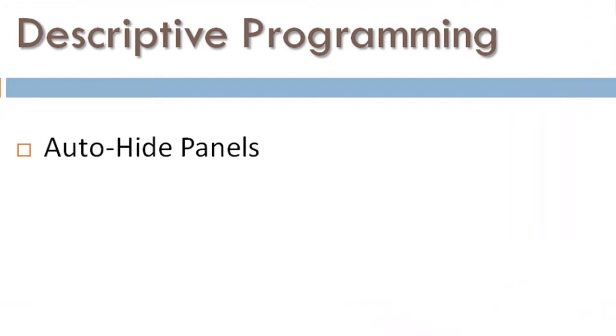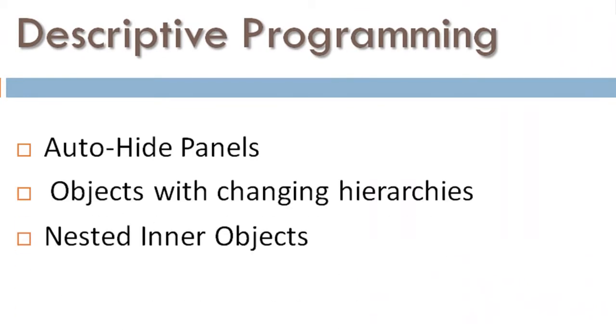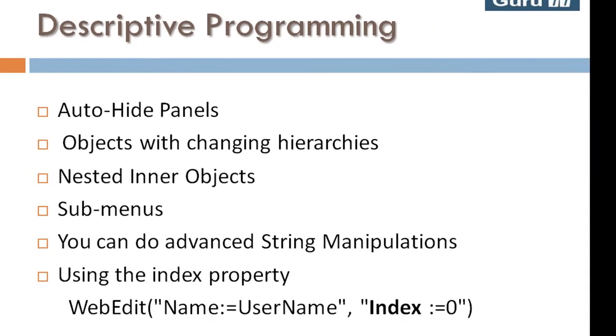You can also use descriptive programming to record objects which are difficult to record, like auto hide panels, objects with changing hierarchies, nested inner objects, submenus. You can also do certain advanced string manipulations using descriptive programming. In conjunction with the index property, descriptive programming could be very useful in identifying difficult objects. That's all to the application of descriptive programming.